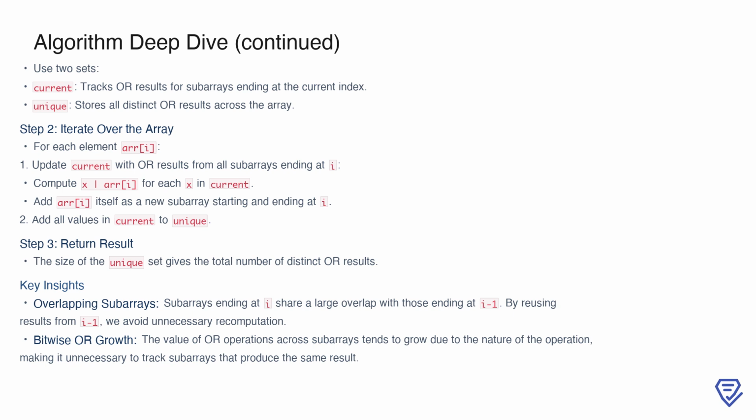The key insight here is that subarrays ending at index i significantly overlap with those ending at index i-1, allowing us to reuse results efficiently. Additionally, the nature of the OR operation means that it tends to accumulate bits, limiting the growth of unique results and reducing the algorithm's complexity.